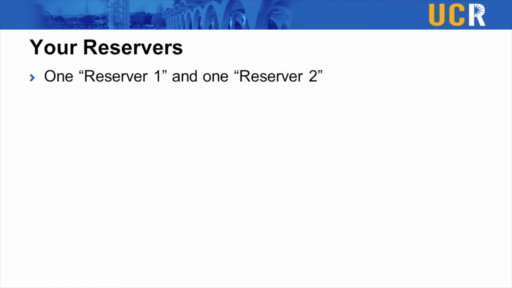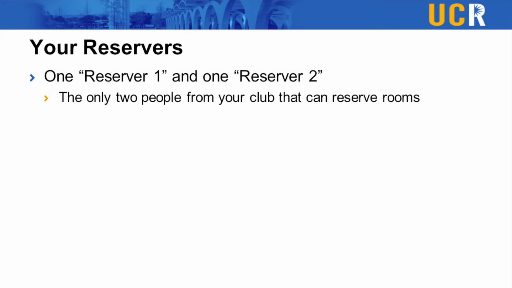Back when we talked about rosters in Highlander Link, I showed you how to give positions to someone. This is where the title Reserver comes into play. You can assign one Reserver 1 and one Reserver 2. These two individuals will be able to log into the scheduling site and reserve space. It can take up to 72 hours to refresh the room reservation website, so give it some time after you change reservers for it to update.